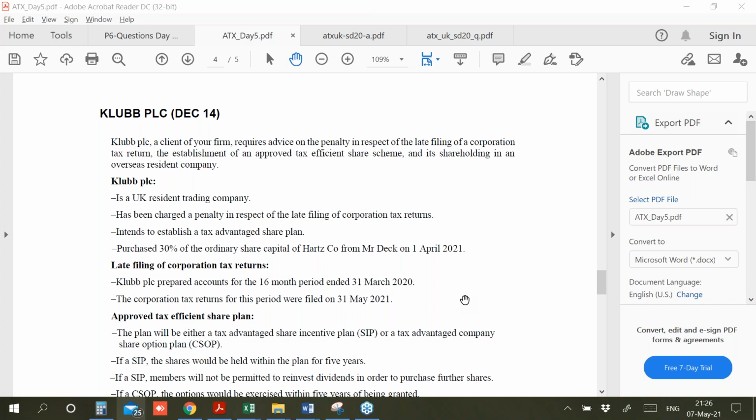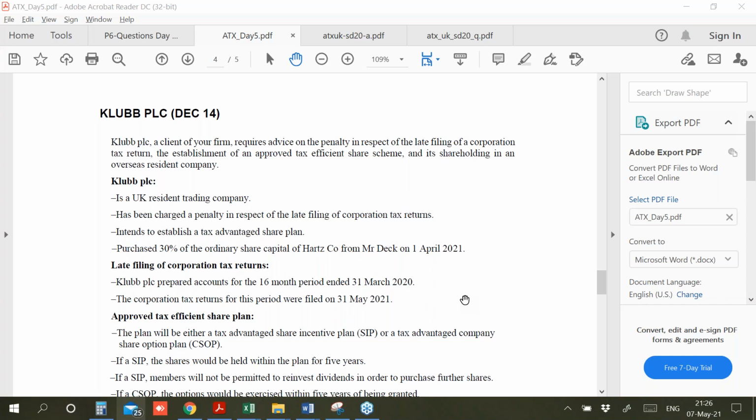Okay, so we now know what Hardsco is. Hardsco is a company for which Club PLC has bought a 30% shareholding. So the first condition of CFC, that the ownership should be at least 25% or more, is satisfied. Late filing of corporation tax returns. Club PLC prepares the accounts for the 16-month period to 31st March 2020. The corporation tax returns for this period were filed on 31st May 2021.